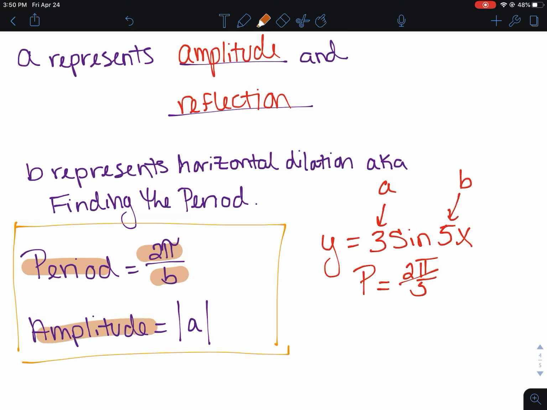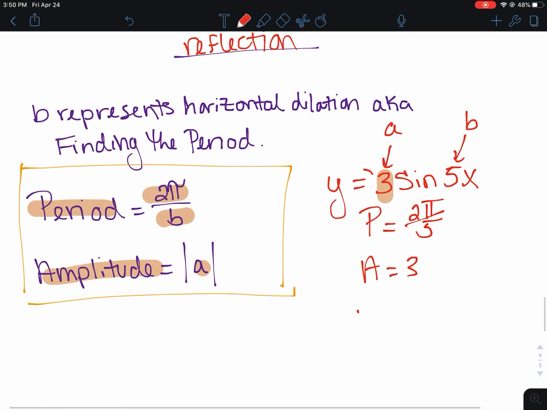And then your amplitude is the absolute value of a. I say absolute value because we're talking about a distance, right? And distance should always be positive. So if we look at the a value, it's 3. That means my amplitude is 3. If this had said -3, that would just tell me, okay, instead of the regular sine function, which starts in the center and heads up, this function would start in the center but head down first. It would be reflected over the x-axis, all right? So that's all we're going to deal with today: period and amplitude.